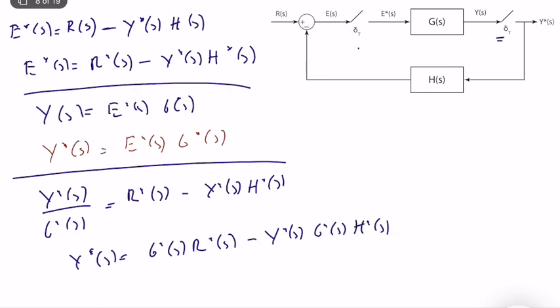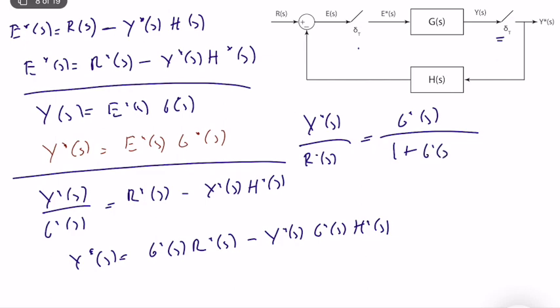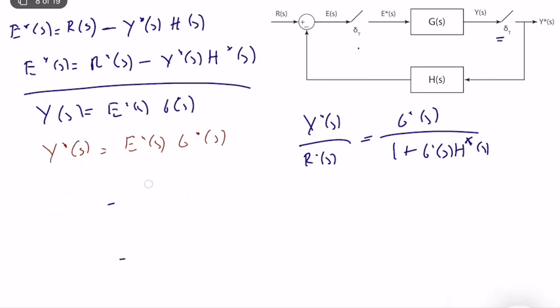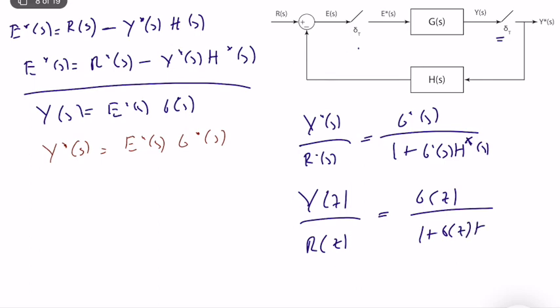Now everything is very clear. Y star of s divided by R star of s is equal to G star of s divided by 1 plus G star of s H star of s. That's great. We found the transfer function, and if we discretize it, we will obtain Y of z divided by R of z, which is equal to G of z divided by 1 plus G of z H of z.